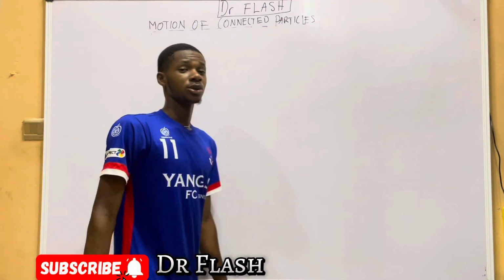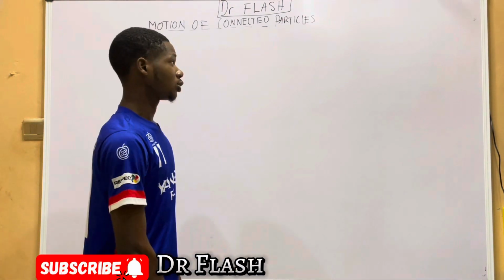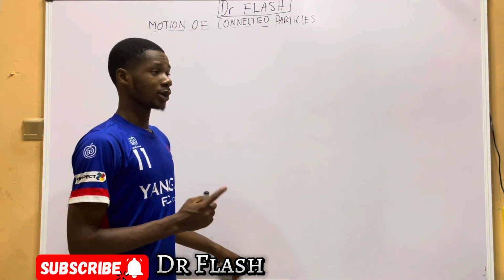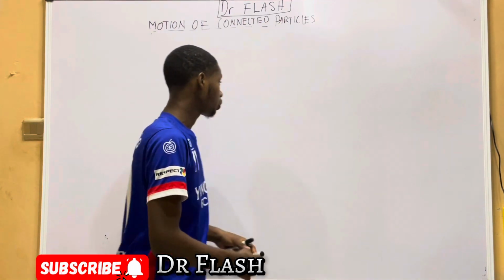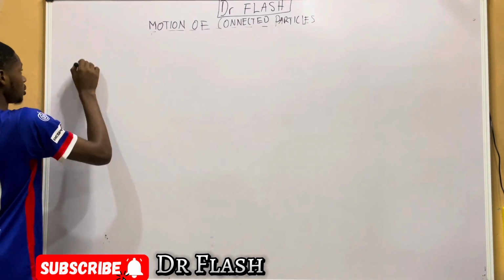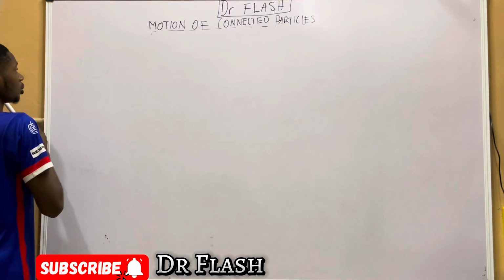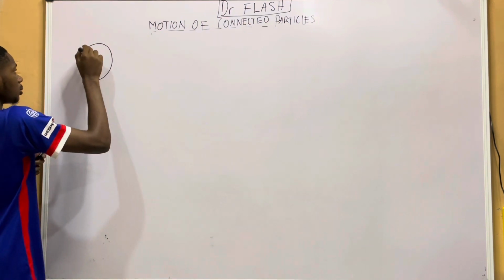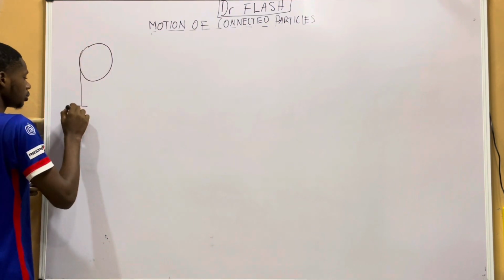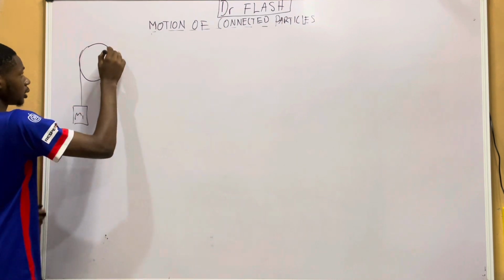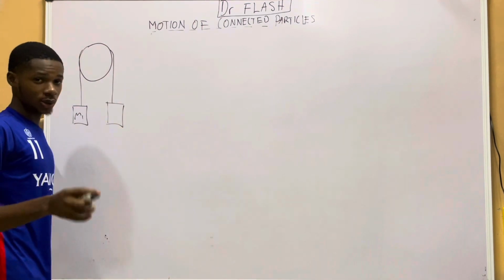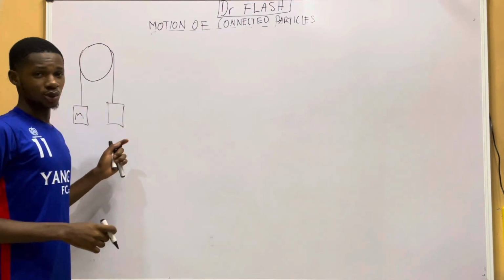We are still going to be talking about motion of connected particles in this video. Now, mind you, this one is particularly a continuation of the previous one, where we had two masses hanging over a pulley. The one here I'm going to call M1, just like the previous video. If you haven't watched that one, I would advise you to watch it, so that it makes it easier for you to understand this one.